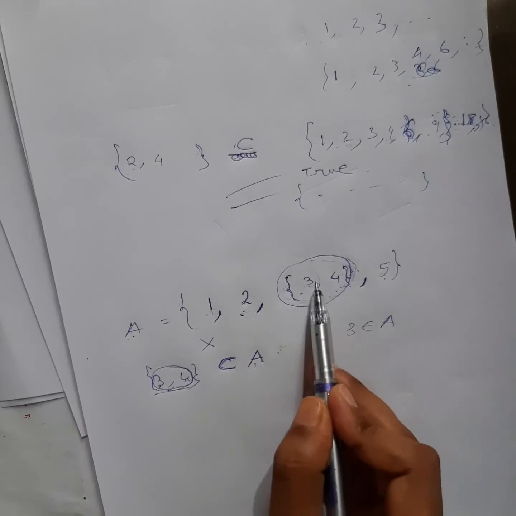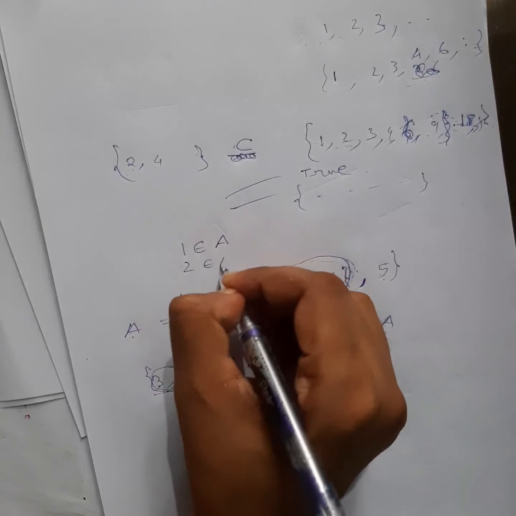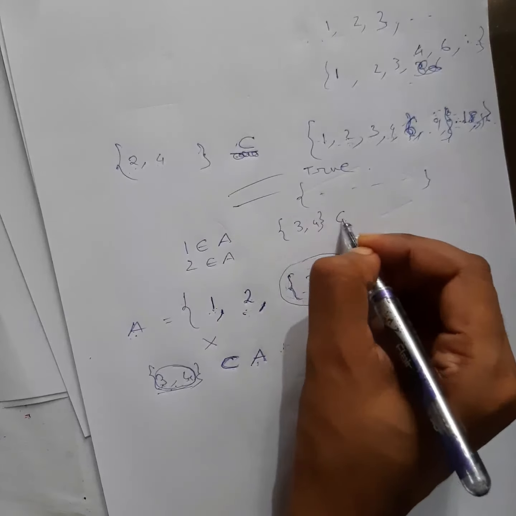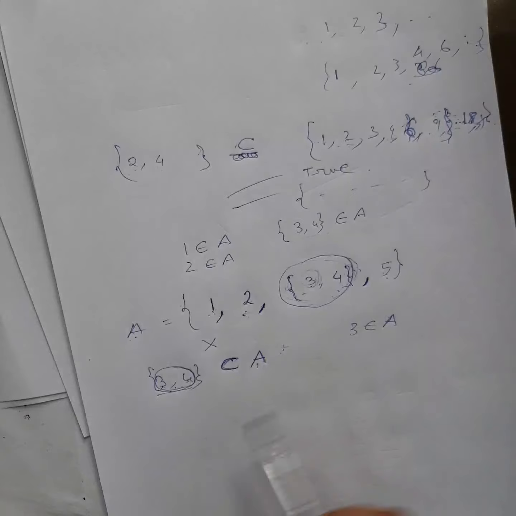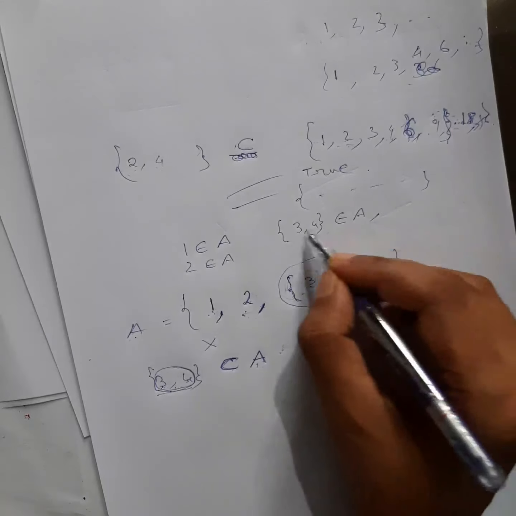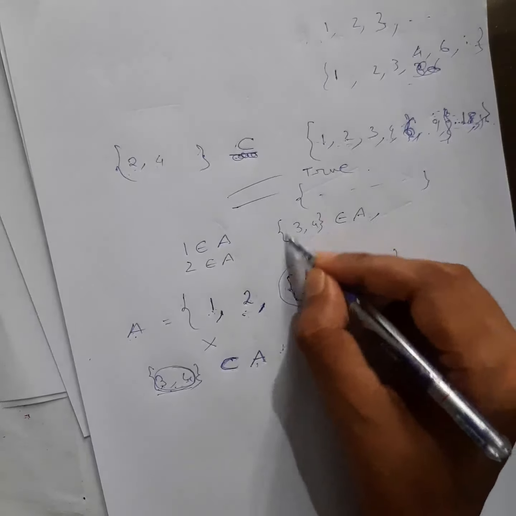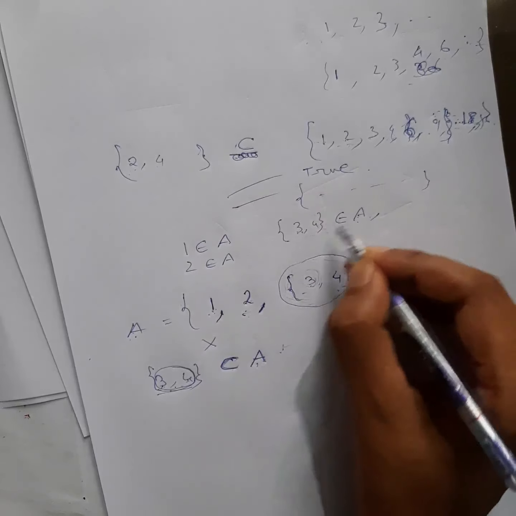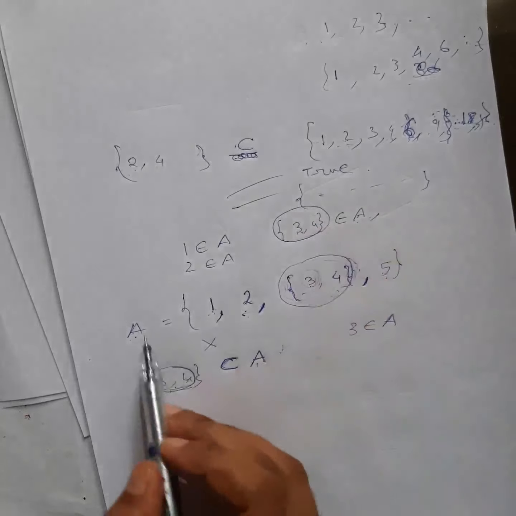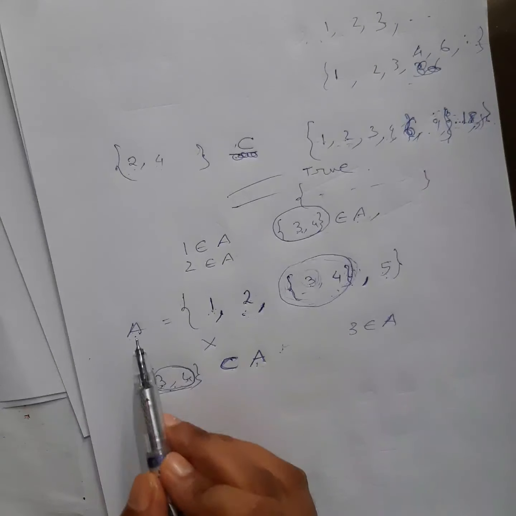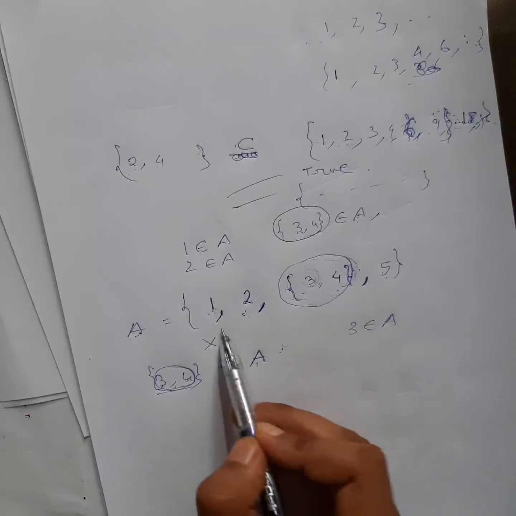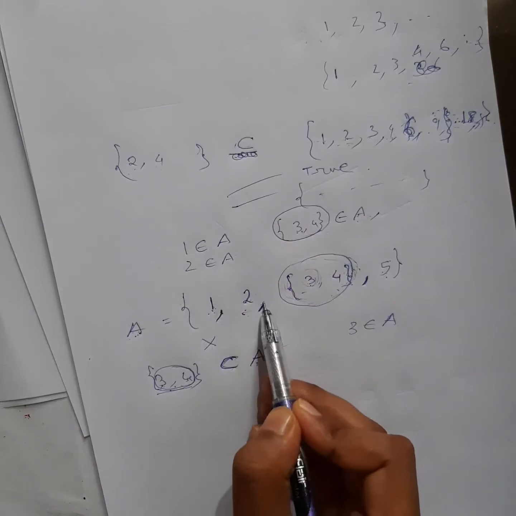If I have to write, 1 belongs to A, 2 belongs to A, {3, 4} as a whole belongs to A. Obviously this is not correct, I said, but if it happened like this, then they are asking a question based on this. So this belongs to A, this is an element of A as a whole. 3 is not an element. Remember, again I told you, 3 is not an element. This as a whole is an element. That is what is defined for a set, right? In a set, elements are always separated by commas. So 1 is separated by comma, 2 is separated.